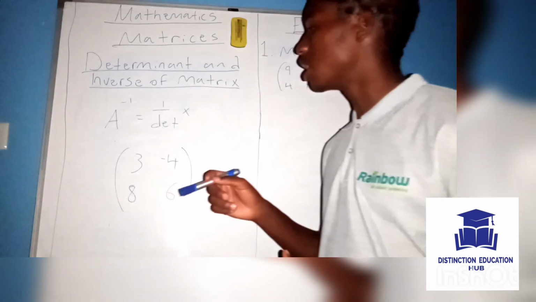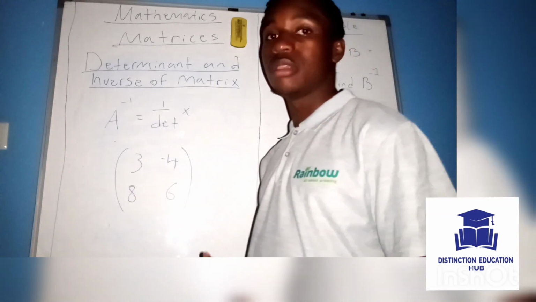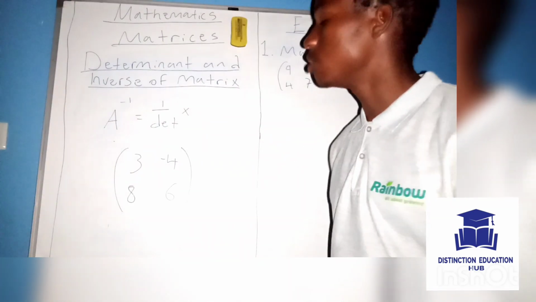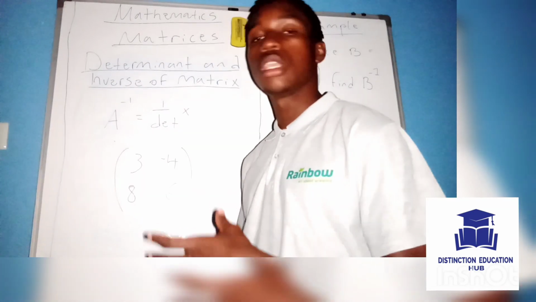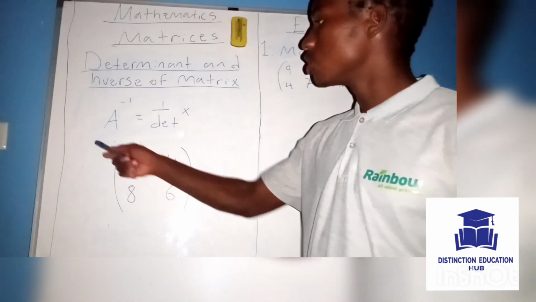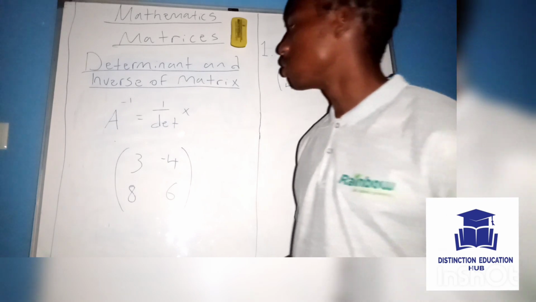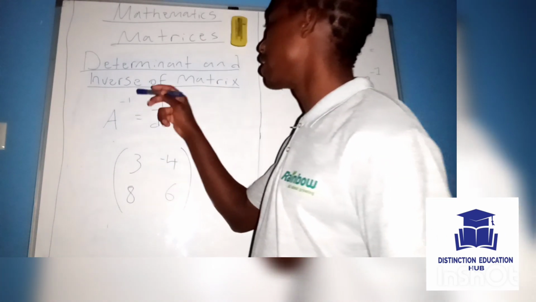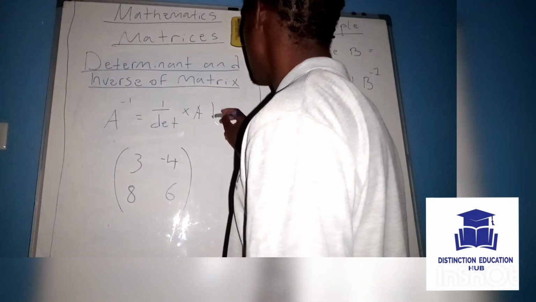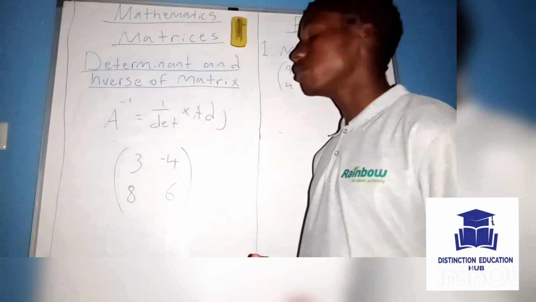Sometimes the inverse of a matrix is denoted by the power of negative one. It's not always that they'll give you matrix A, but sometimes they can give you matrix B or X or U or any other letter. So this is the formula you use to find the inverse of a matrix. A to the power negative 1 is equal to 1 over determinant times adjoint.